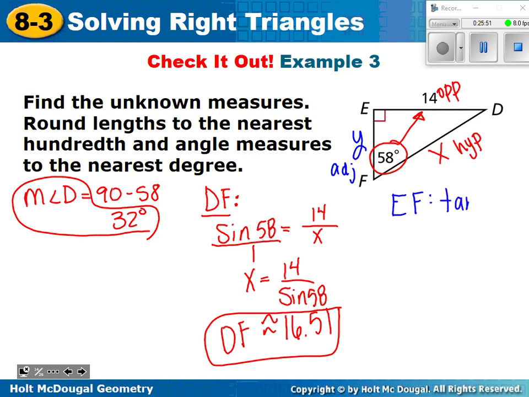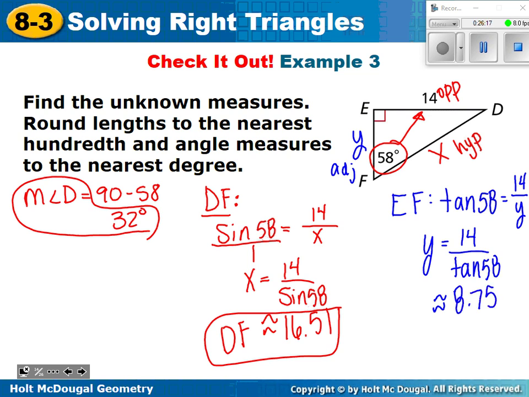Tangent. So we have the tangent of the angle 58 is equal to what over what? 14 over y. Again, y is down below, so we switch. So we have y equals 14 over the tangent of 58. Type it in, what do you get? Approximately 8.75. Okay? You still should have the same answer, right? So this was EF. Sorry, bad notation there. Questions? Pretty easy? Kinda, sorta?